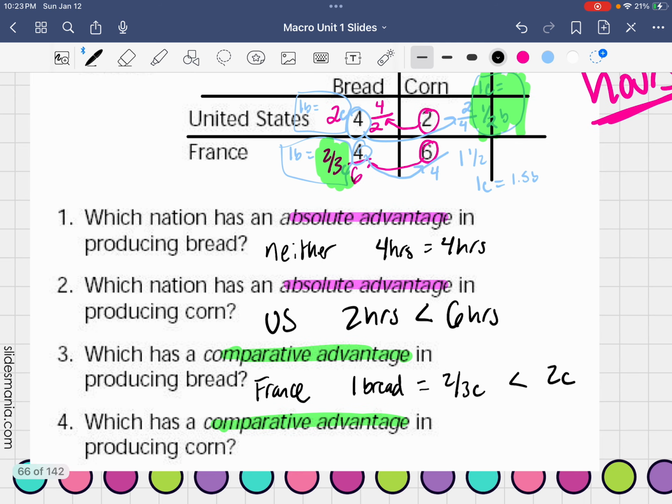Okay, now who has the comparative advantage in producing corn? It looks like the United States had the comparative advantage because their opportunity cost of producing one corn was equal to 1/2 of a bread, which is less than the opportunity cost for France, which was 1.5 of a bread.